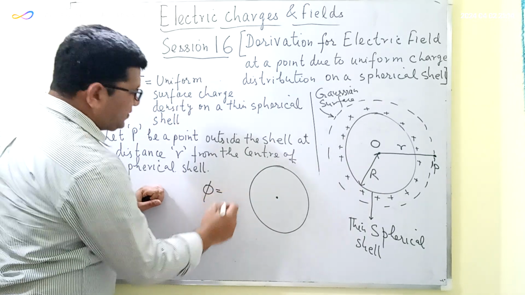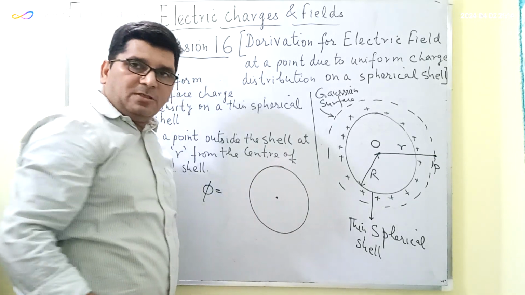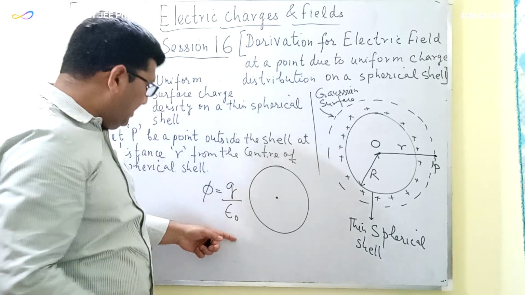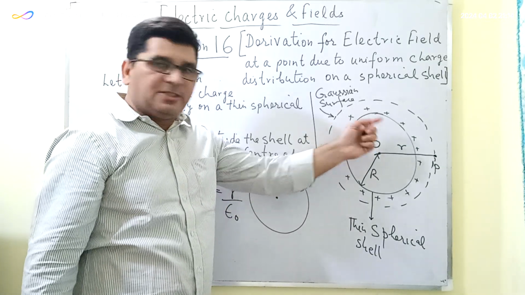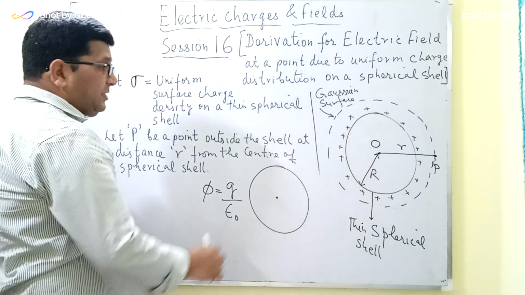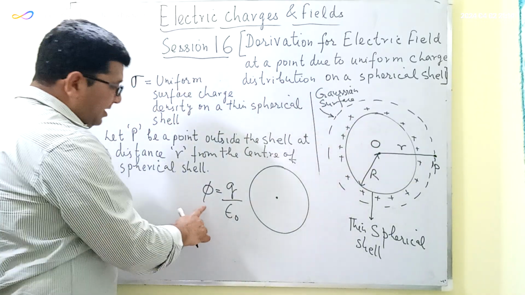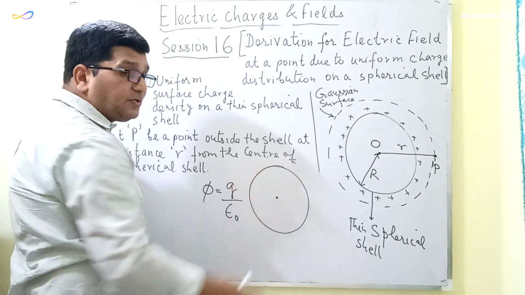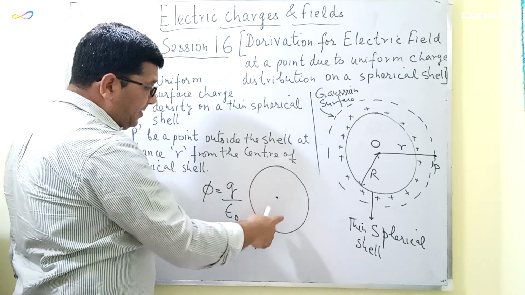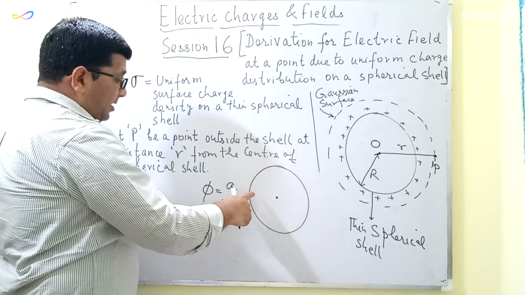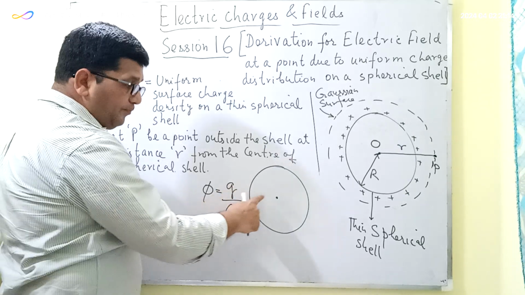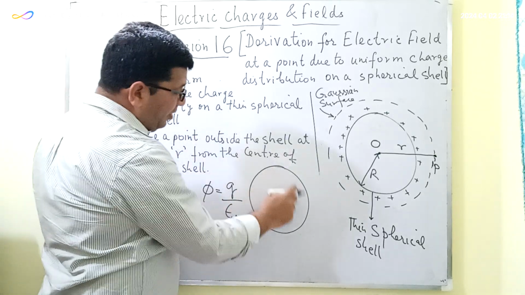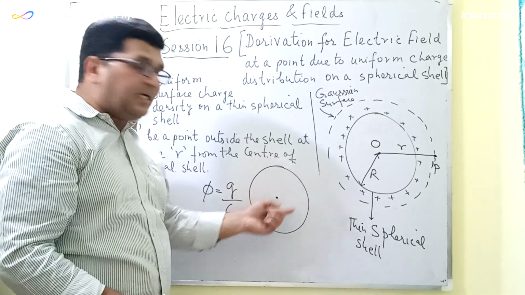Now as per the Gauss law, the flux through a closed surface is given by Q divided by epsilon naught. Here I am considering that this thin spherical shell is present in free space. If any closed surface is present in free space, then the flux through that closed surface is equal to Q upon epsilon naught, where Q is the total amount of charge which is enclosed by that closed surface.